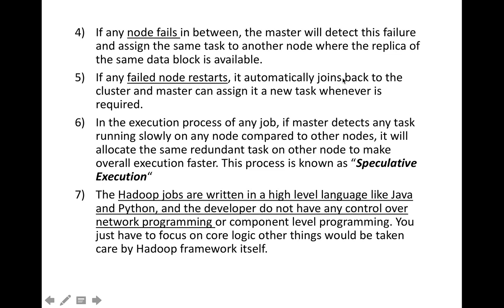Another thing, if a node fails in between, the master node, which you will learn about in the future, will detect the failure. Because one computer has failed, I still want the task to go on. So definitely I need to find another machine that can do the same task, and where the replica of the same data block is available. So that's another concept.